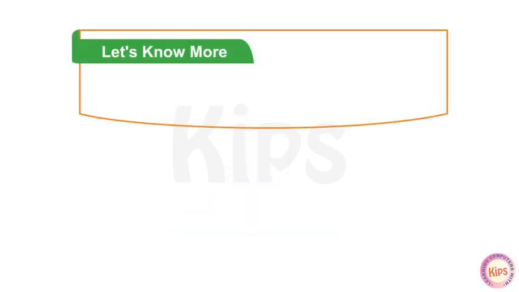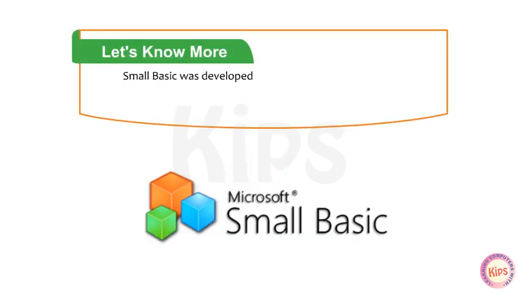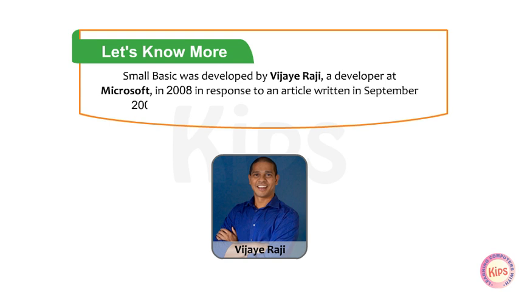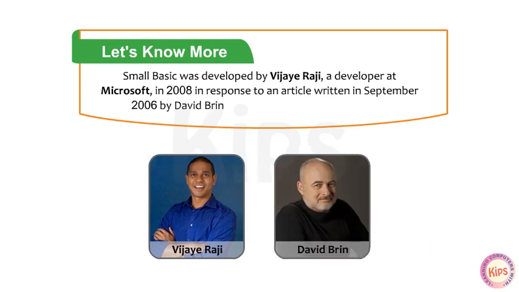Let us know more. Small Basic was developed by Vijay Raji, a developer at Microsoft, in 2008, in response to an article written in September 2006 by David Brin called Why Johnny Can't Code.